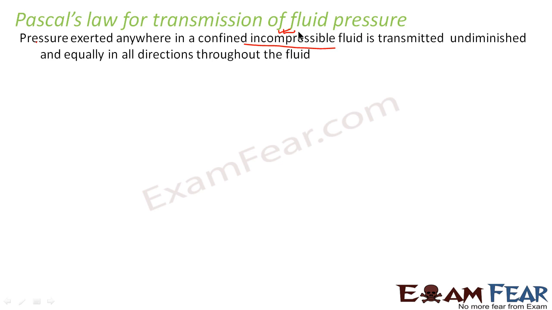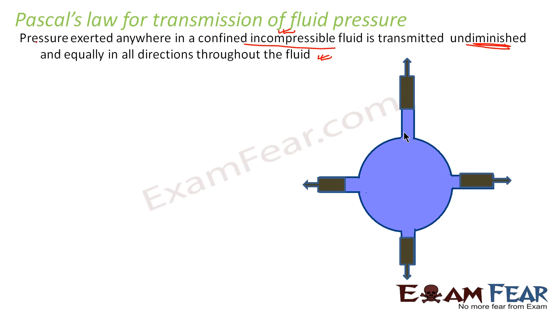So if you have an incompressible fluid which is confined, when pressure is exerted on such a fluid, it is transmitted undiminished. Undiminished means without being reduced. The term diminish means to become small. That means the amount of pressure which you exert, the equal amount of pressure will be transmitted by the fluid equally in all directions throughout the fluid. So basically the law remains the same, just that the way of expression changes. This law is more popularly known as Pascal's law for transmission of fluid pressure.